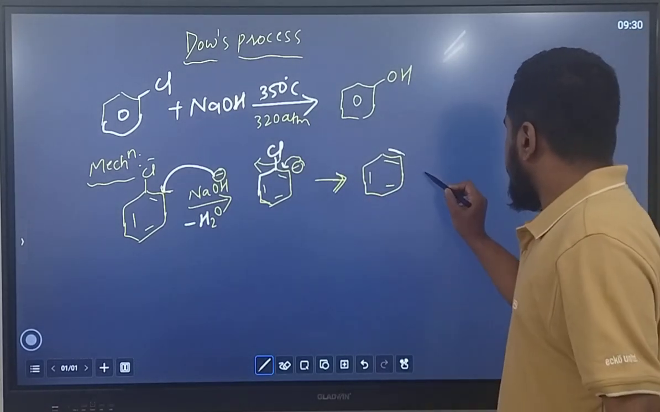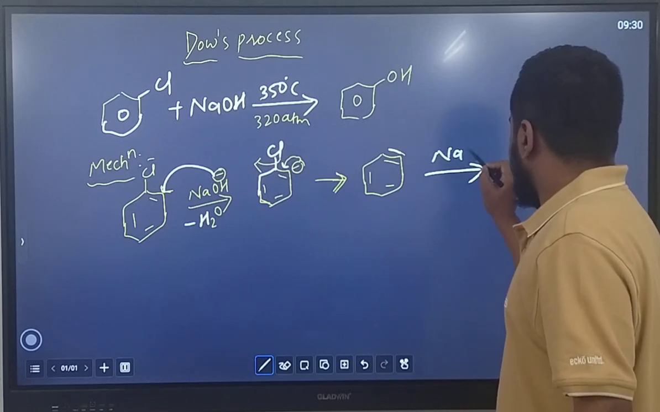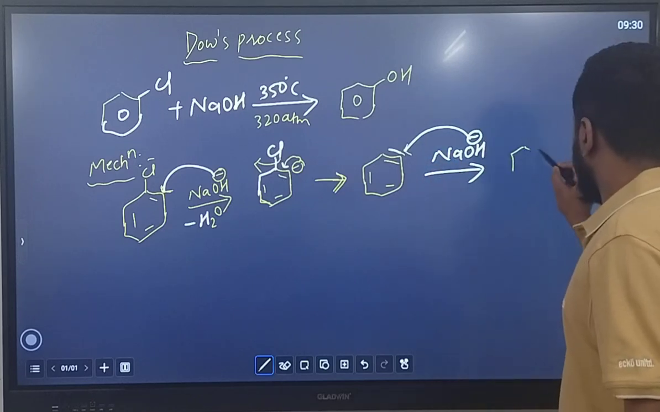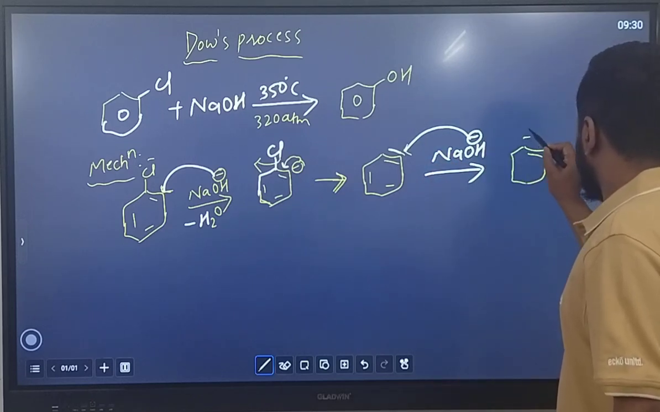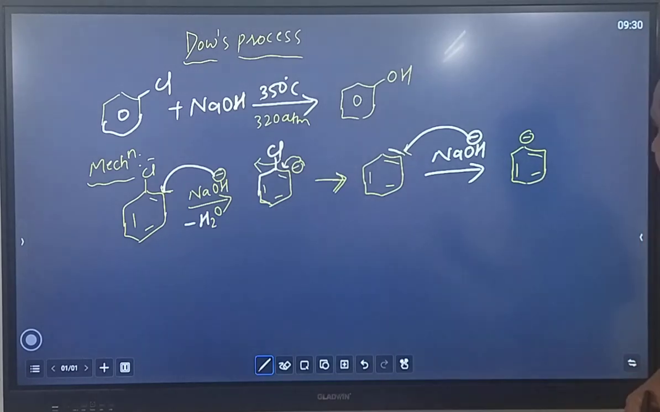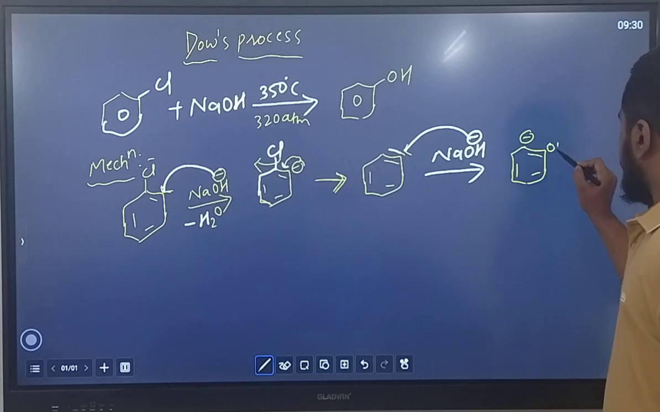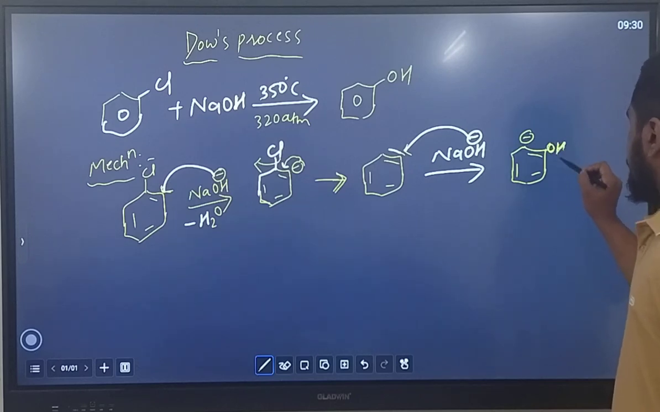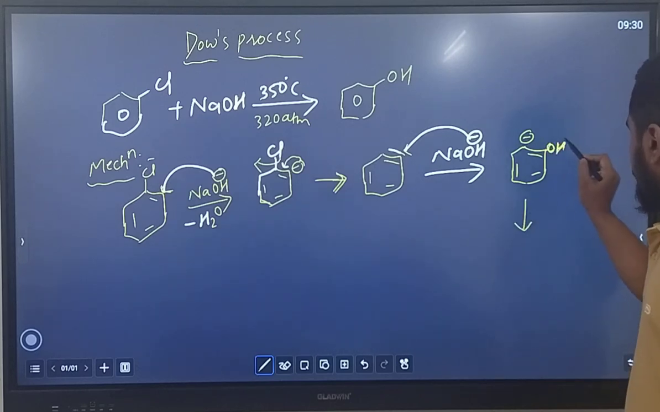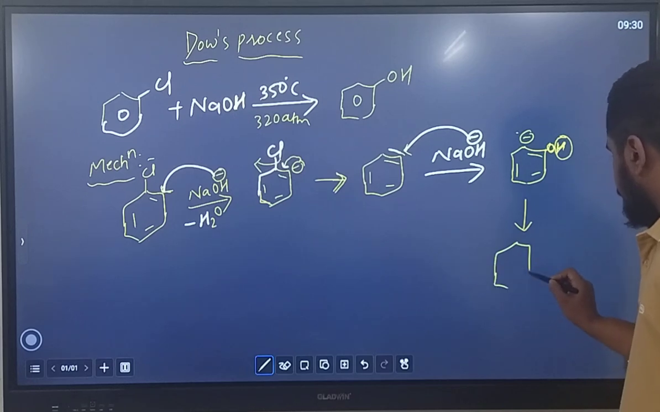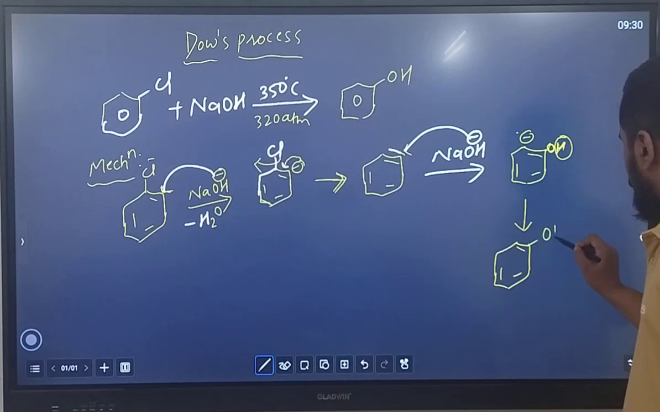In the second step, again NaOH means OH minus attacks at this site. This negative charge and this bond, and this is obtained as a product. OH is here. Finally there is a proton transfer, and hydrogen is shifted from this to this. This is the actual mechanism. This is phenol.